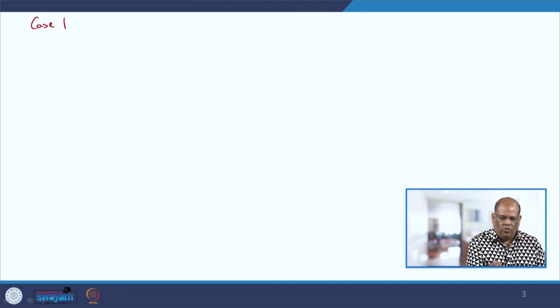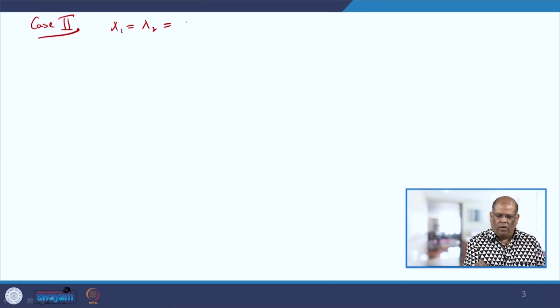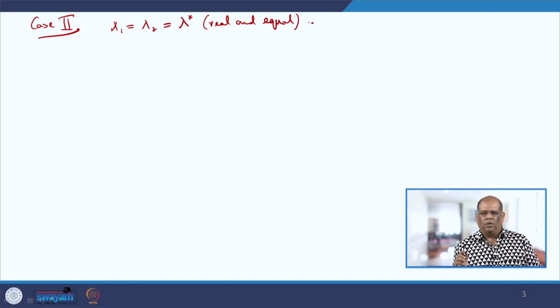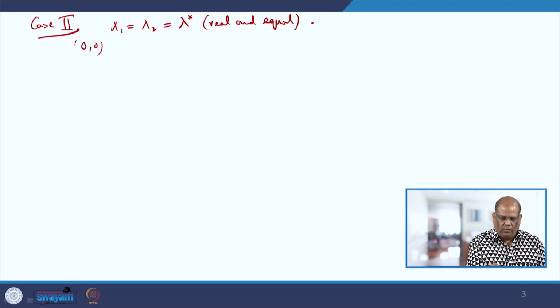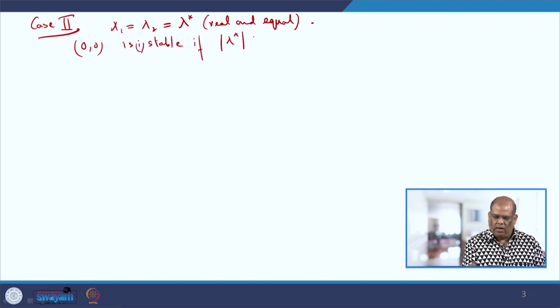In case 2, we take lambda 1 equal to lambda 2 equal to say lambda star. So, they are real and equal. So, the eigenvalues of the coefficient matrix are real and equal. So, 0 0, the equilibrium point, is stable if mod lambda star is less than 1 and unstable if mod lambda star is greater than 1.